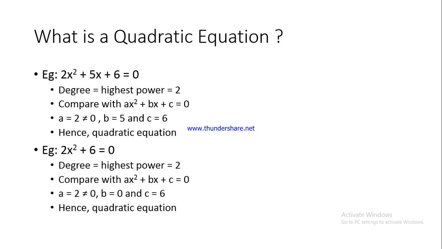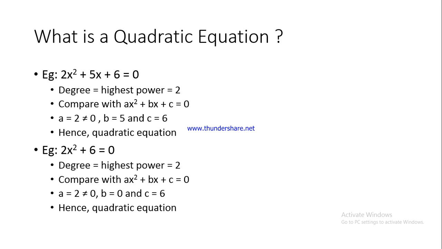Now let us try and do the same calculation again. Degree we know already is equal to 2. Now you have to compare it with ax square plus bx plus c. Again, when you compare ax square is equal to 2x square, then it should be a is equal to 2, which is not equal to 0. B is not existent here.